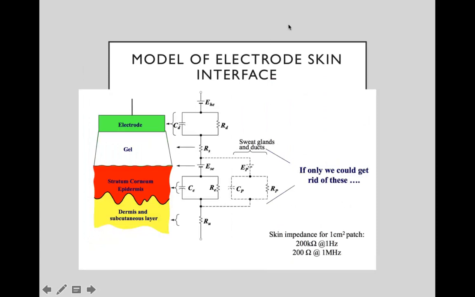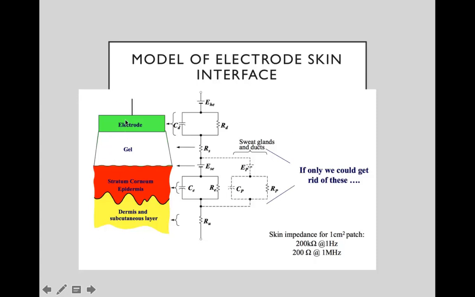So the model of the electrode skin interface, now we want to include the skin. So here is your half cell potential. Here is your capacitive and resistive polarization effects. Here is the series resistance, and notice that the series resistance sort of incorporates the gel that is between the electrode and the outer skin layer. Now here's your outer skin layer. So there will also be a half cell potential between the outer skin layer and the gel.